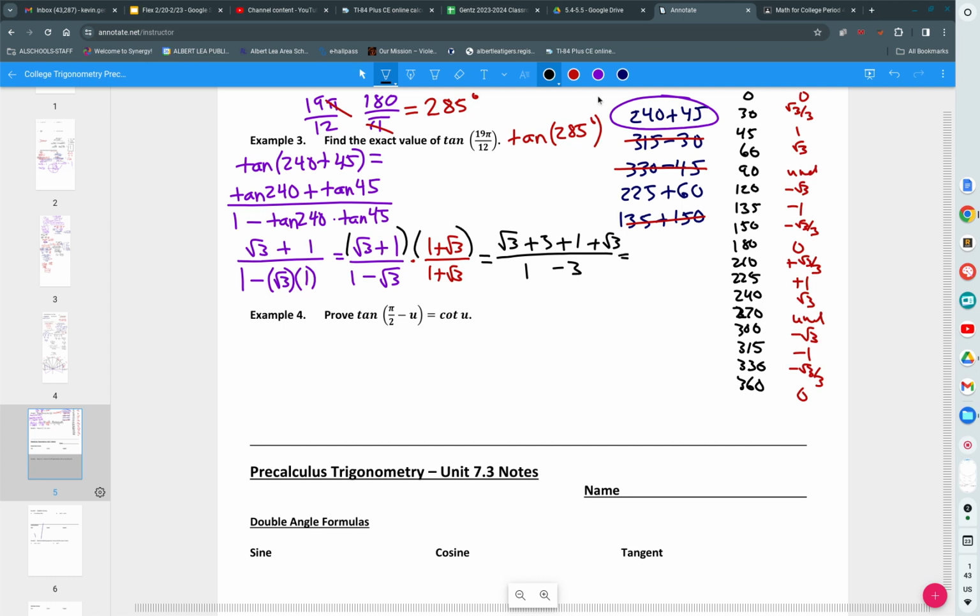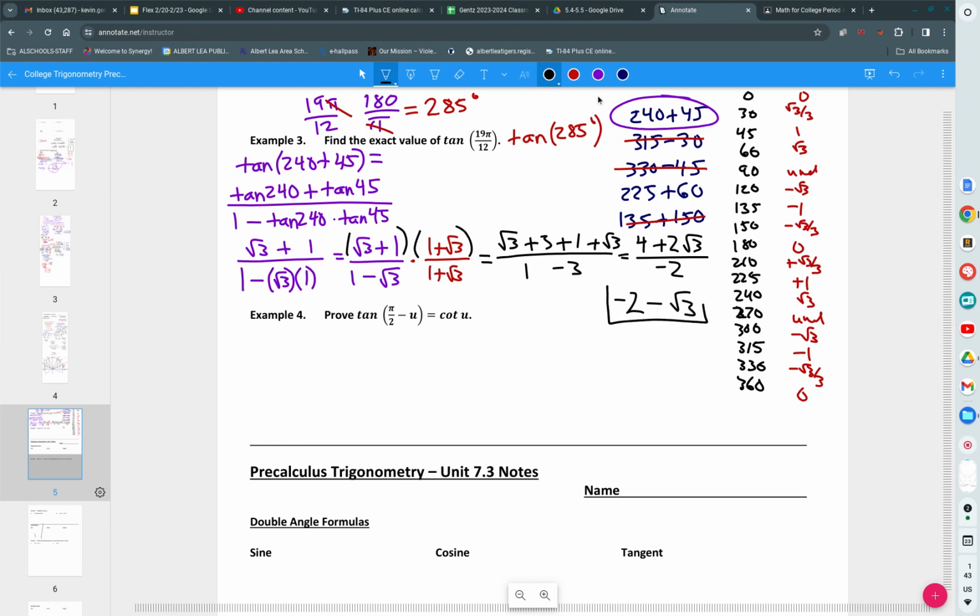Excellent. So in the top, we have 3 plus 1, which is 4. And then the root of 3 plus the root of 3 is 2 roots of 3. And that all sits over negative 2. Can I divide 4 and 2 by negative 2? I sure can. 4 divided by negative 2 is negative 2. And 2 divided by negative 2 is negative 1.